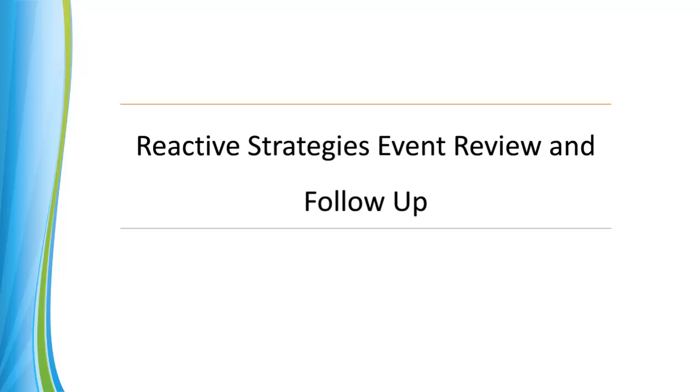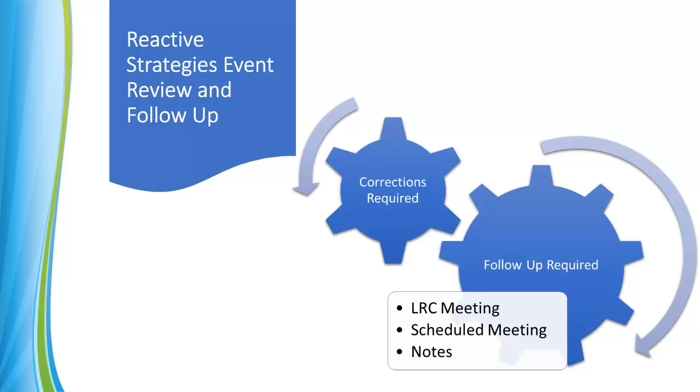Reactive Strategies Event Review and Follow-up. The Reactive Strategies Event Review and Follow-up process occurs after you submit that initial reactive strategy. A key person in the reactive strategy review process is the Regional Senior Behavior Analyst or designee, the APD representative, who will communicate with you if additional follow-up is necessary. This is why it is so crucial that you as the service providers become familiar with who that individual is.